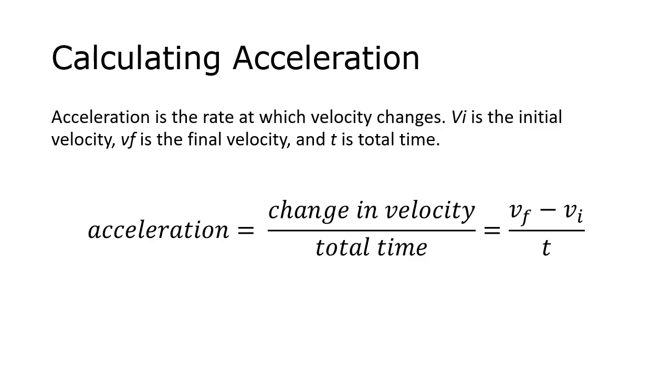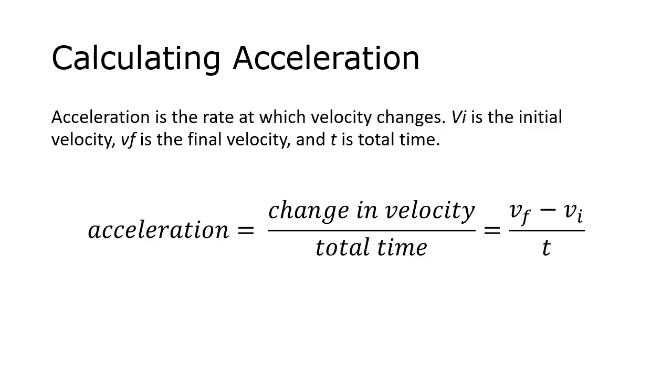How can you calculate acceleration? You calculate acceleration for straight-line motion by dividing the change in velocity by the total time. Acceleration is the rate at which velocity changes. V sub i is the initial velocity, V sub f is the final velocity, and t is total time.